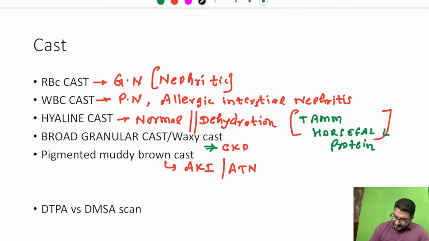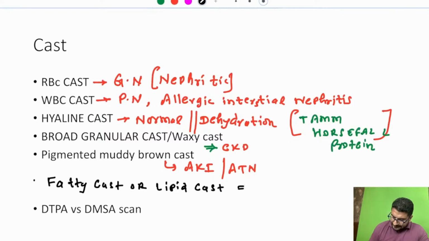एक और कास्ट जो मैं यहाँ बताऊँगा, that is called your fatty cast. We can call this fatty cast or lipid cast. This is something which we see in nephrotic syndrome.